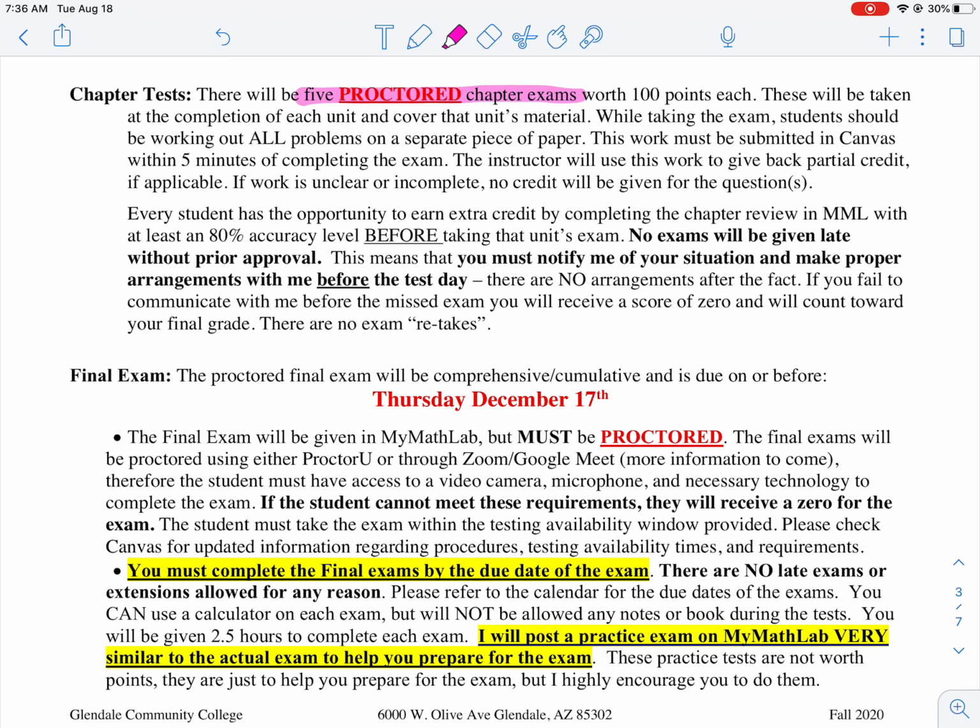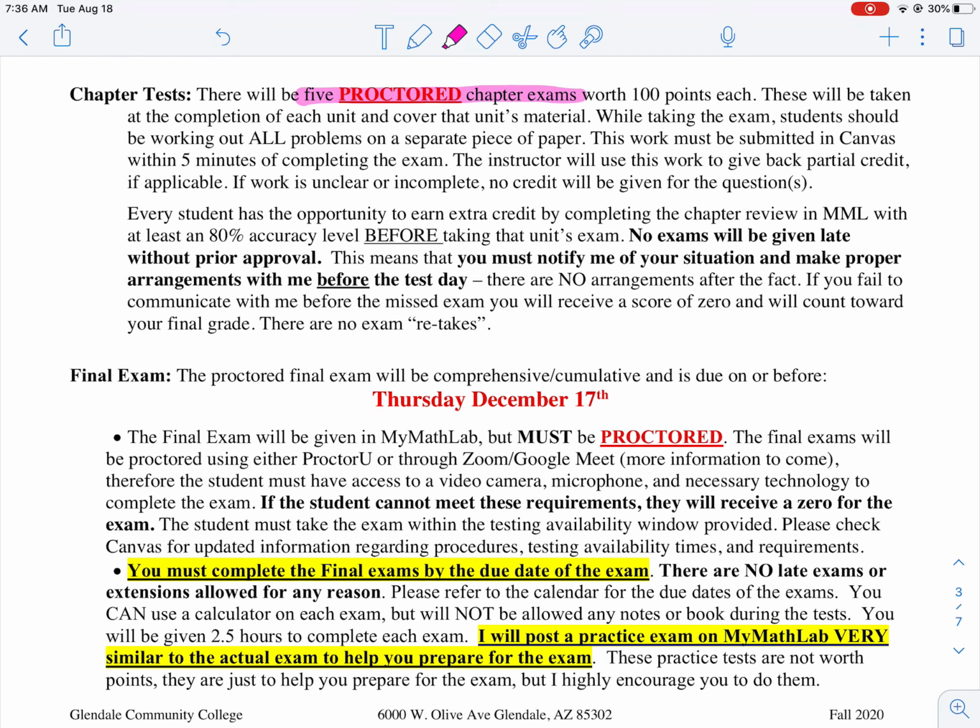Again, I'll give you more information as soon as I get it in a couple days here about specifics for using ProctorU. But they will be proctored exams. They'll be taken on Mymathlab, but you are going to be watched and monitored via a video camera, microphone, and even web monitoring software. This will be done at the end of each unit.